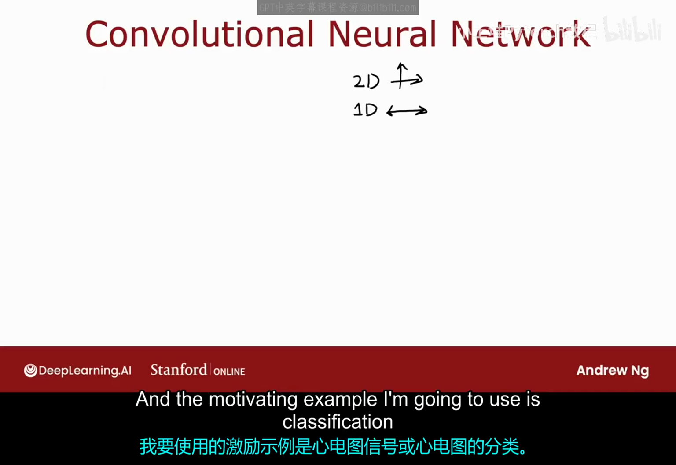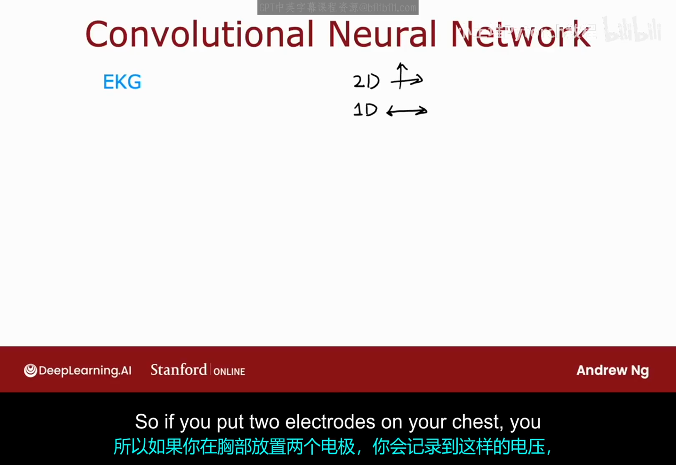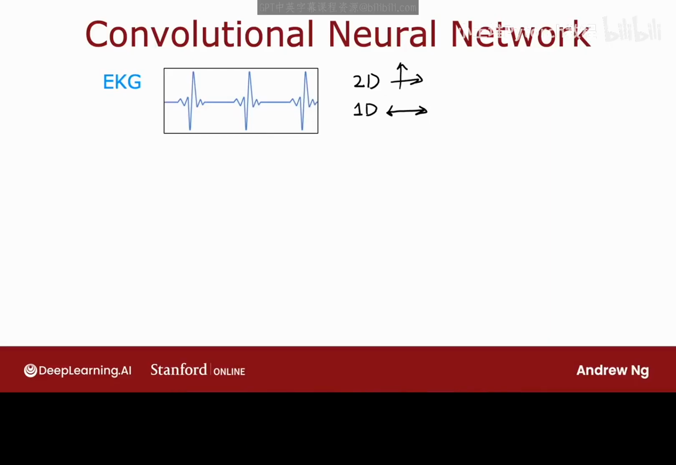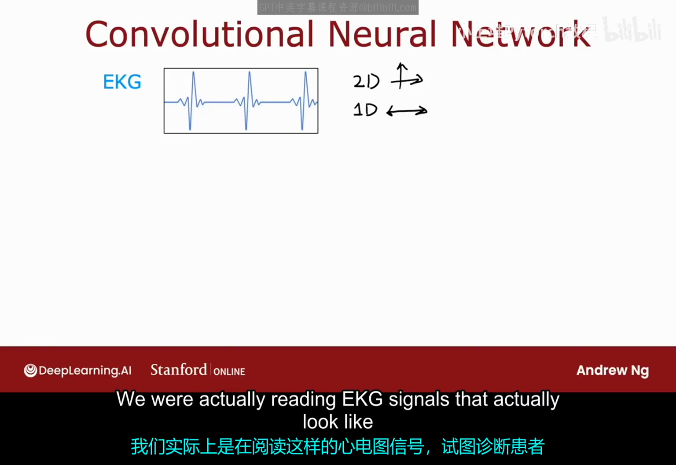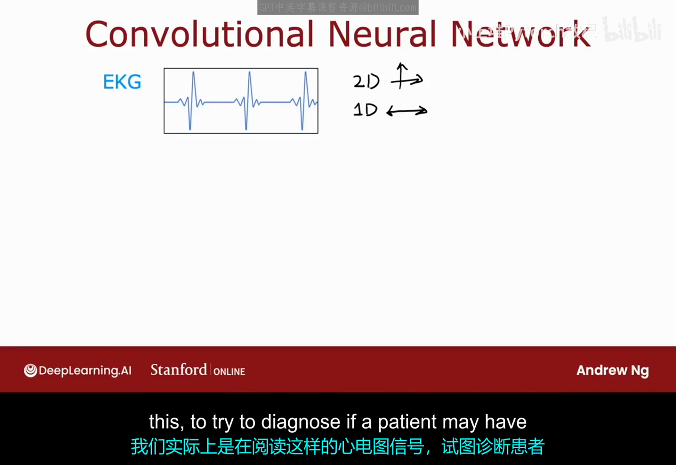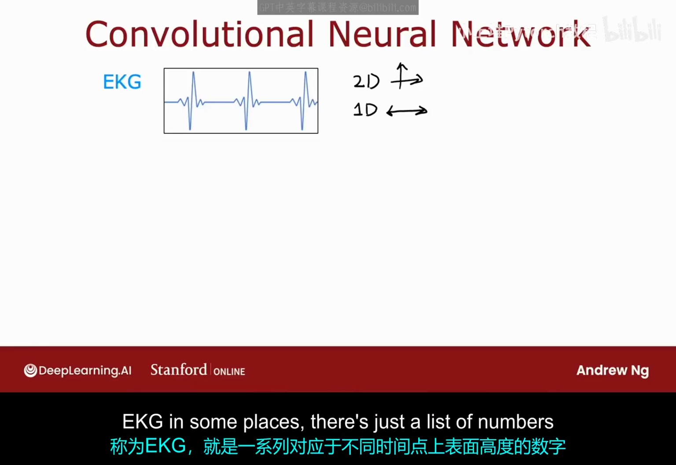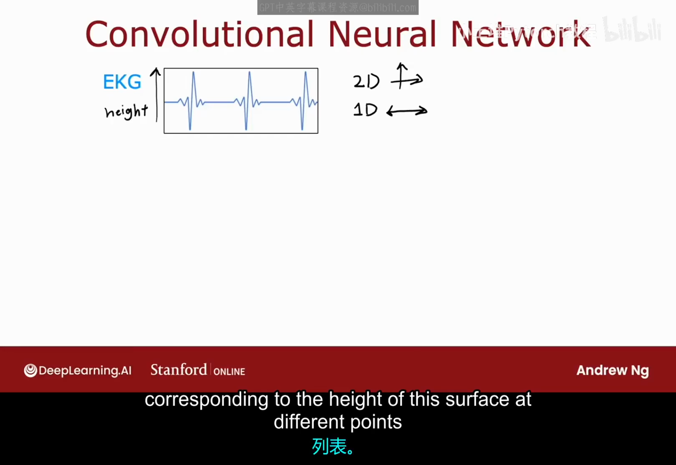The motivating example I'm going to use is classification of EKG signals or electrocardiograms. If you put two electrodes on your chest, you will record voltages that look like this, that correspond to your heartbeat. This is actually something that my Stanford research group did research on. We were reading EKG signals that look like this to try to diagnose if a patient may have a heart issue. An EKG signal, an electrocardiogram, ECG in some places, EKG in some places, is just a list of numbers corresponding to the height of this curve at different points in time.